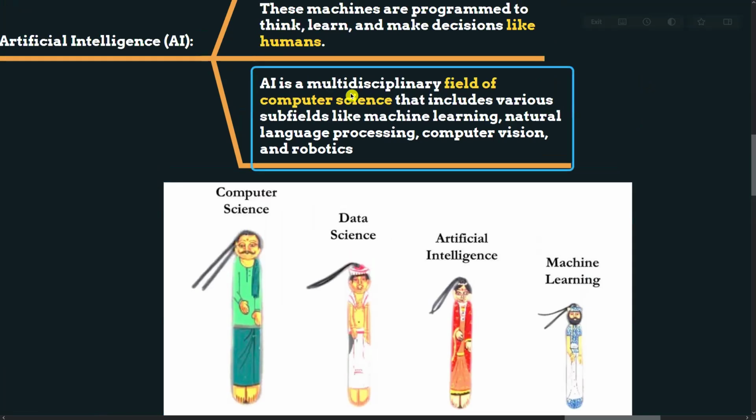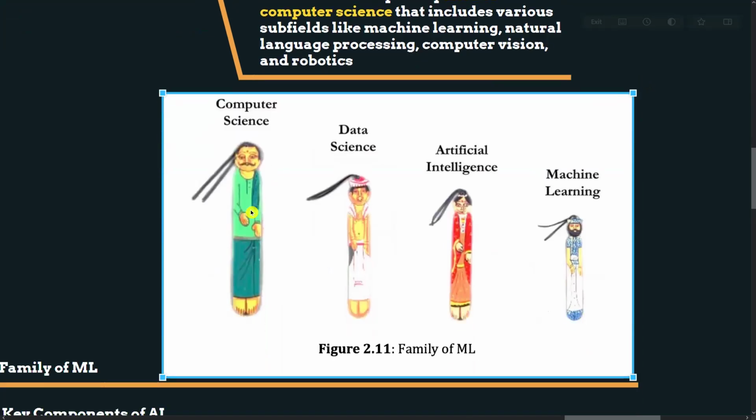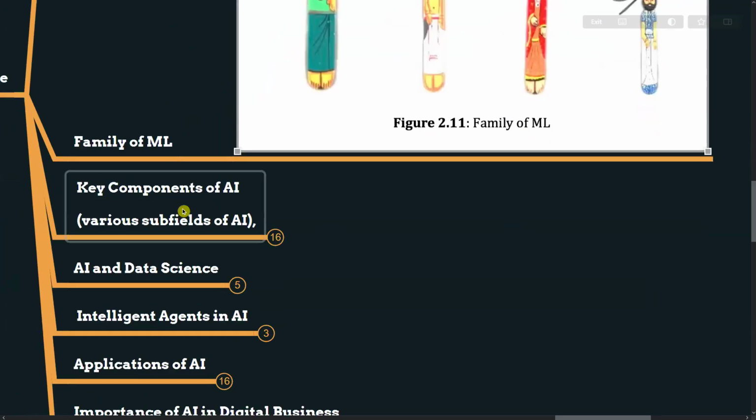AI, artificial intelligence, is a multidisciplinary field of computer science. So within computer science, this artificial intelligence is there. But data science or computer science is beyond artificial intelligence. That is more than artificial intelligence. Okay. Did you get my point, guys? What I'm trying to say is artificial intelligence is just a subpart of data science and just a small part of computer science. Does that make sense to you? Right. So this is how they are.